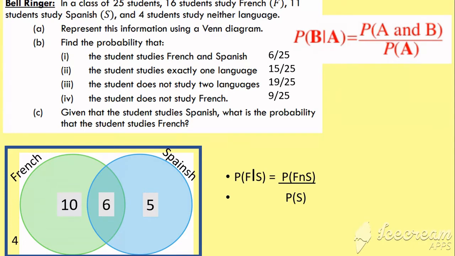Given that a student studies Spanish, what's the probability that he studies French? So it'll be French given that he's done Spanish. It's just good to write the formula down here. French and Spanish is 6, and the probability he studies Spanish is going to be your 6 plus your 5, which is 11. So the answer is 6 out of 11.